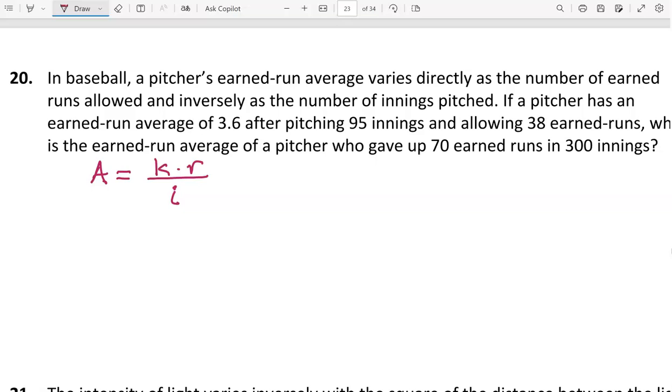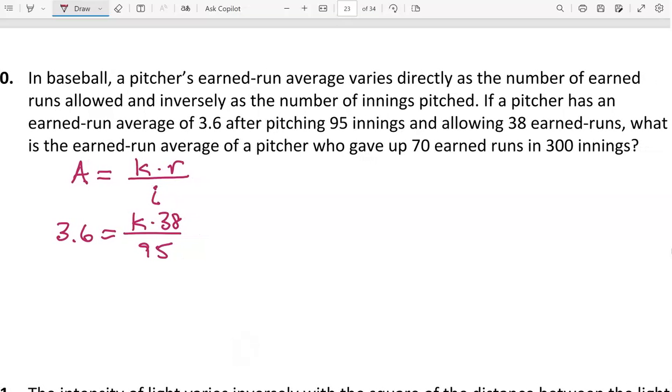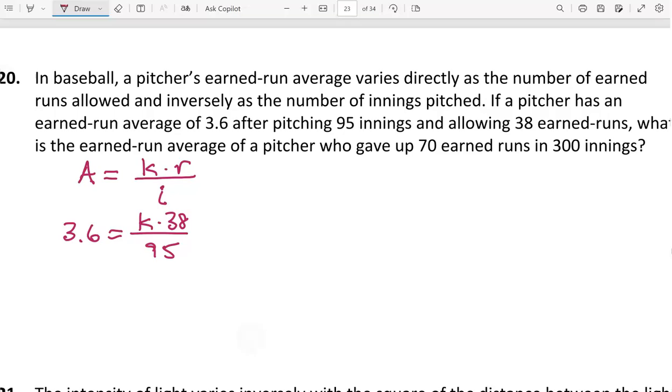So if a pitcher has an earned run average of 3.6, so that means A is equal to 3.6, after pitching 95 innings, so that means I is 95, and allowing 38 earned runs, so that means R is equal to 38, what is the earned run average of a pitcher who gave up 70 earned runs in 300 innings?